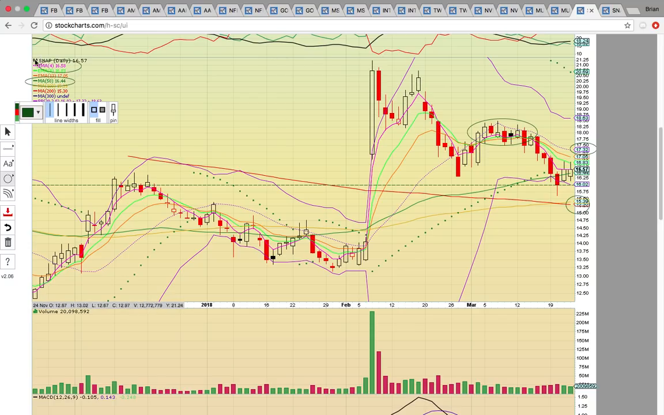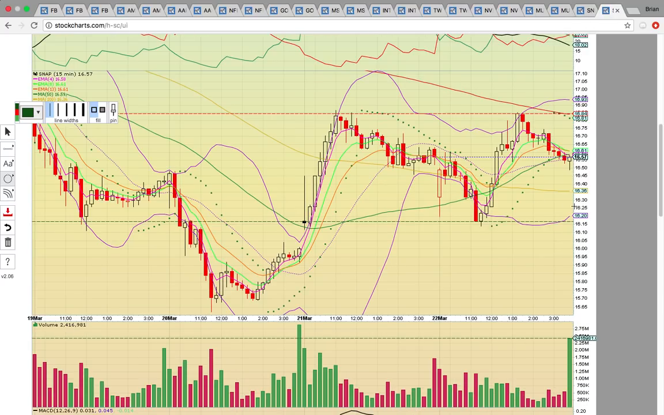EMA 4 is at 1658. It's just hitting that level every day. Once they let it close above and turn that level into support, that'll be your signal that the reversal has started. Okay, and look at the 15-minute chart for Snap.